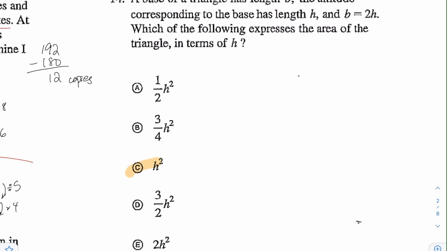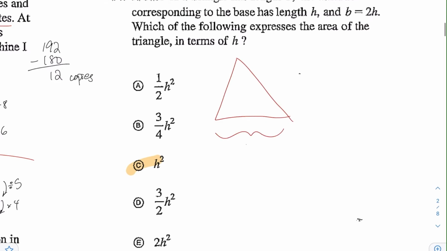Next, for number 14, the base of a triangle has length B, and the altitude corresponding to the base has length H, and B is equal to 2 times H. Which of the following expresses the area of the triangle in terms of H? So you have to draw a triangle here, and you know that the base is B, and the base is given as 2 times the height, whereas the altitude is H, or the height.